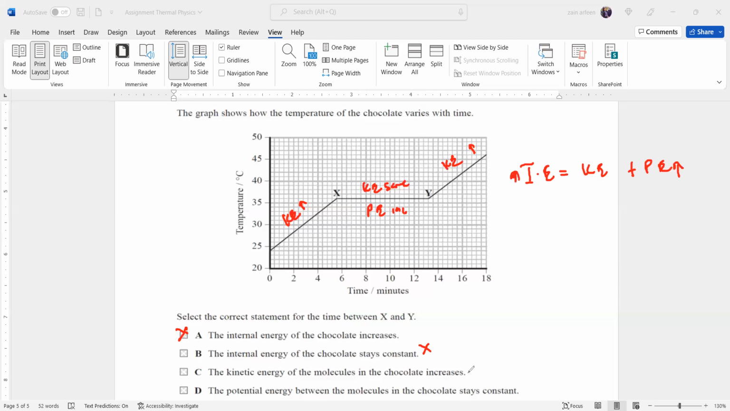The kinetic energy of a molecule in chocolate increases. That's wrong because the temperature is constant, so there is no change in kinetic energy. And the potential energy between the molecules in the chocolate stays constant. That's also wrong. As the particles move away from each other, the potential energy will increase. So internal energy will also increase.